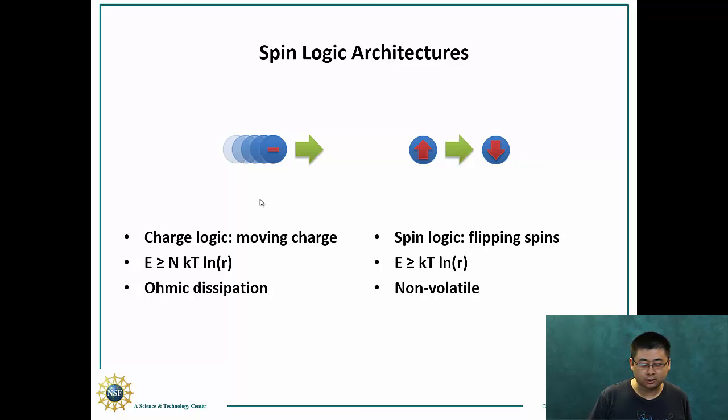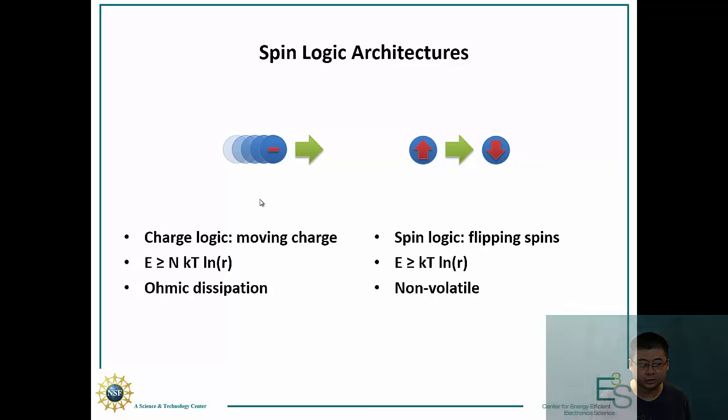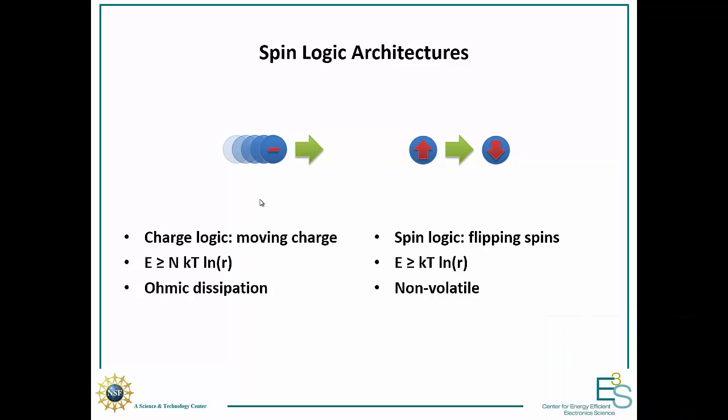Let's begin with the fundamental motivation for developing spin logic. In traditional electronics, performing digital logic requires having two logical levels. We call them 0 or 1 or true and false. And we essentially move charge, electrons, between these two voltages. And that requires thermodynamically an energy of N, which is the number of charges, times the thermodynamic energy, kT, and the log of R, where 1 over R is the rate of errors.